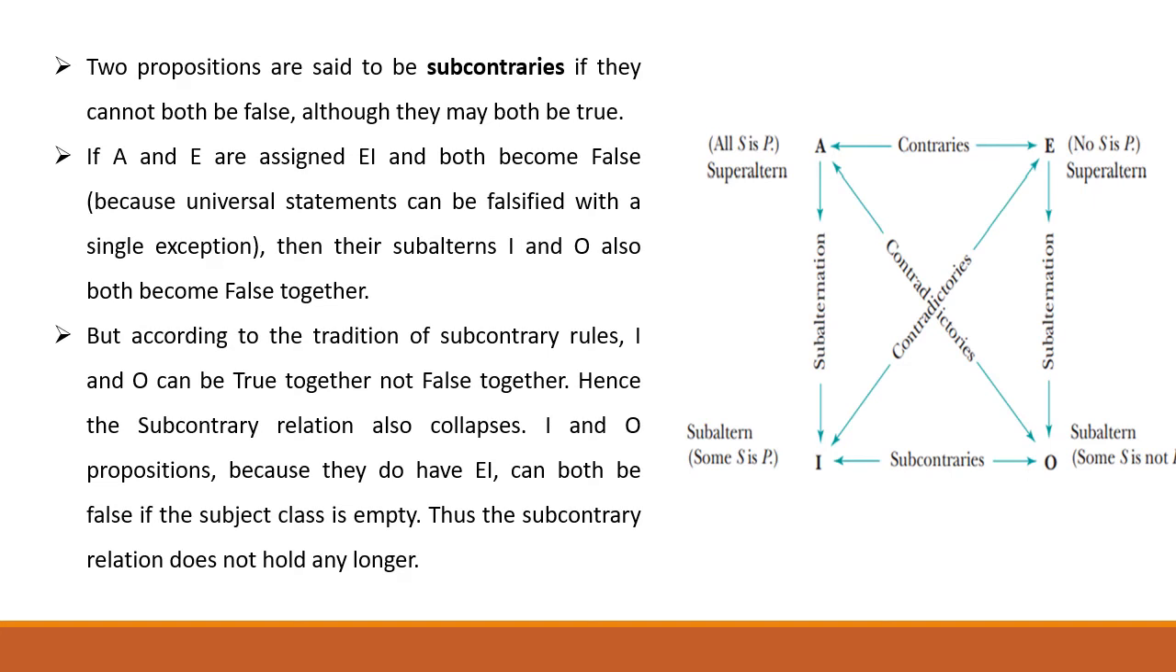But according to the tradition of sub-contrary rules, I and O, even though they can be true together, can never be false together. Hence, we can see not only the contrary, but also the sub-contrary relation collapses. I and O propositions, because they do have existential import, cannot be false if the subject class is empty. Thus, the sub-contrary relation does not hold any longer, and this is all happening because we have assigned existential import to the universal propositions which are A and E.